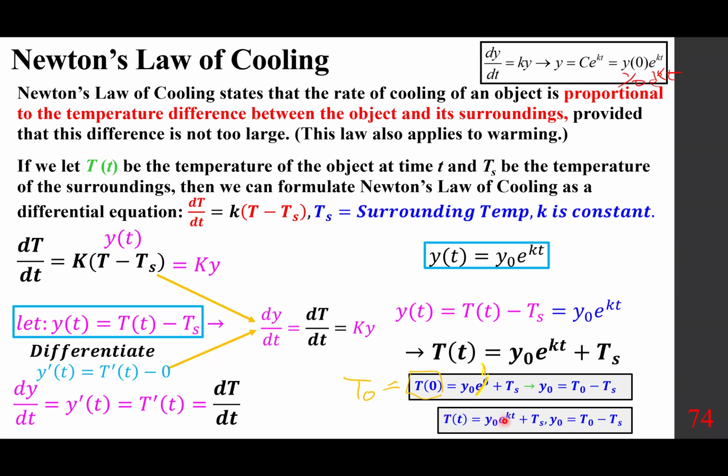T of t is y sub 0 e to the power of kt plus T sub s, and y sub 0 is the difference in temperature, T sub 0 minus T sub s. So believe it or not, that was the proof, everybody. And we are going to look at an example.